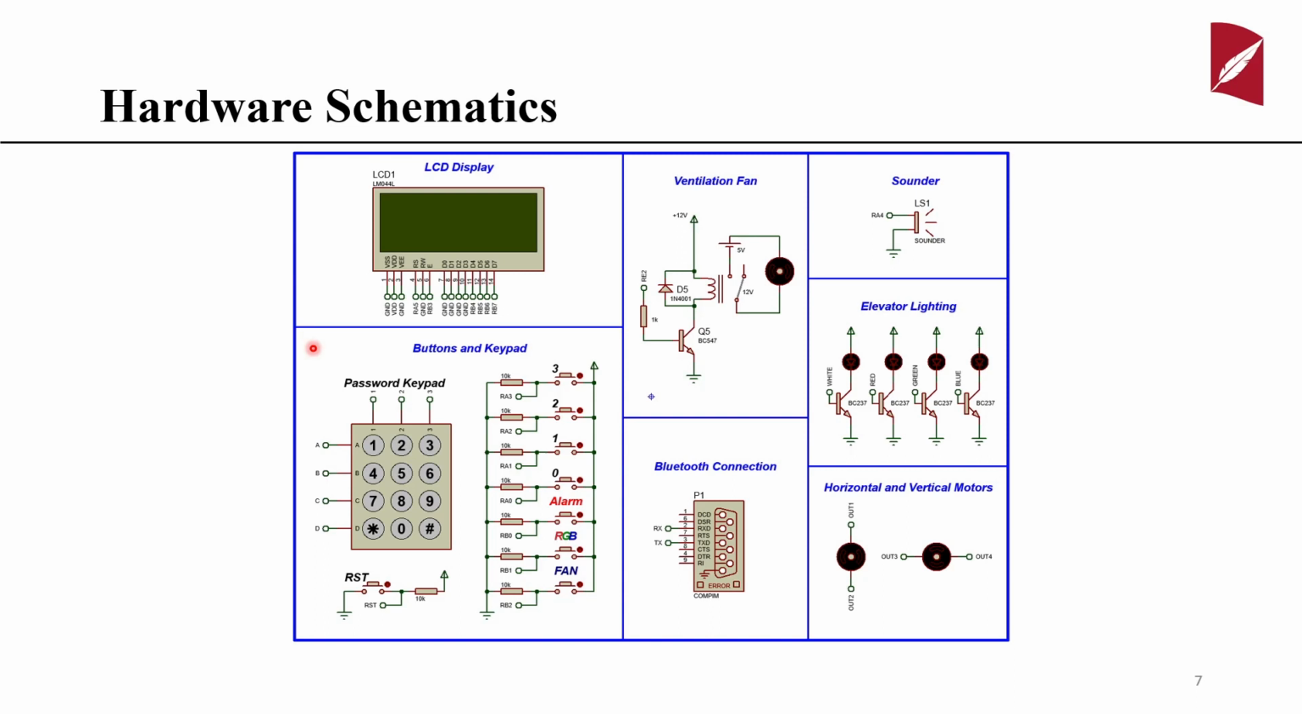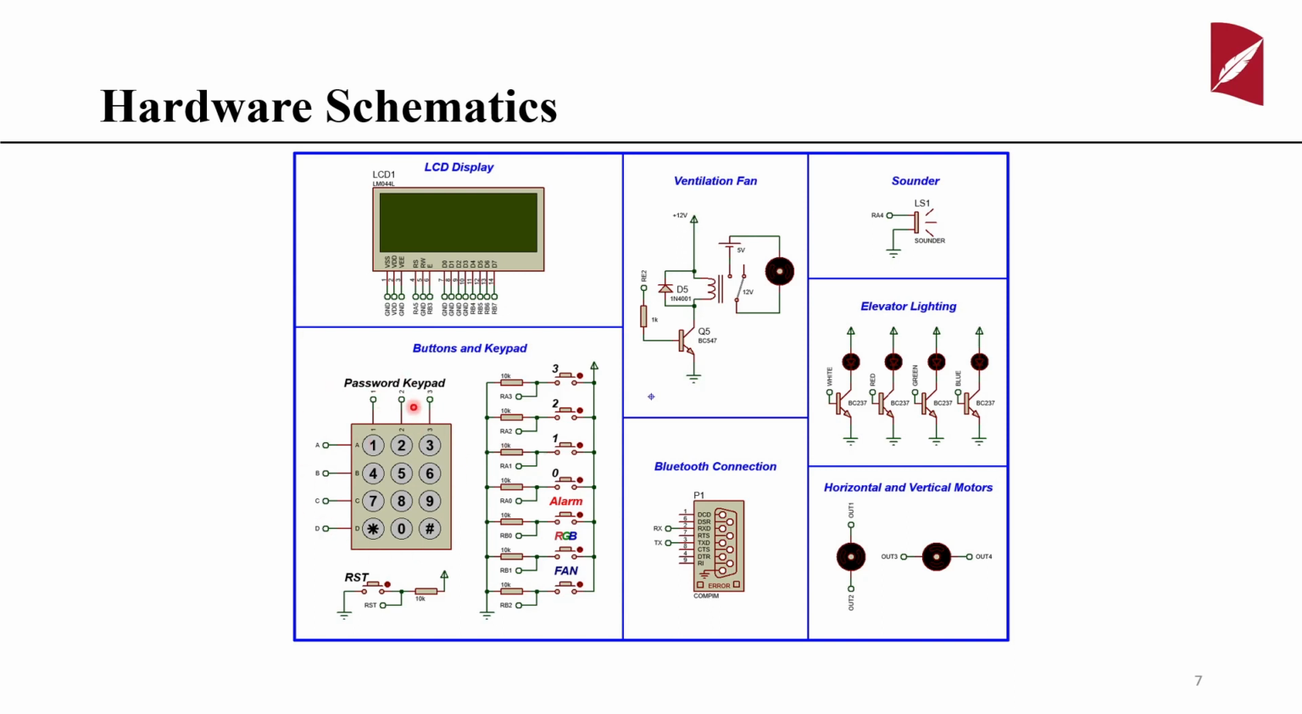There are 8 buttons, and 3 of them are interrupt buttons, which are used to change elevator's lighting, ventilation, and alarm situation. These are the interrupt buttons. In addition to that, there is reset button to reset the system. Also, there are 4 buttons for floor and office inputs. Lastly, to enter the password, there is keypad.